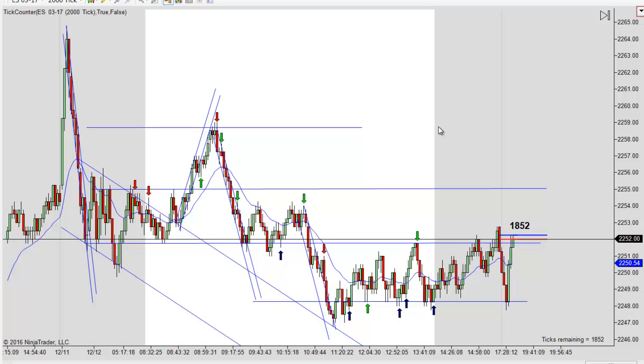But I do think you were better off to play this one by measuring the moves down off that first little step, or the first little bit of the range that was created right across here.